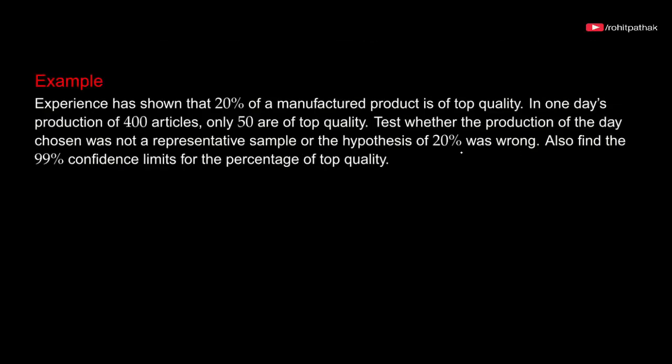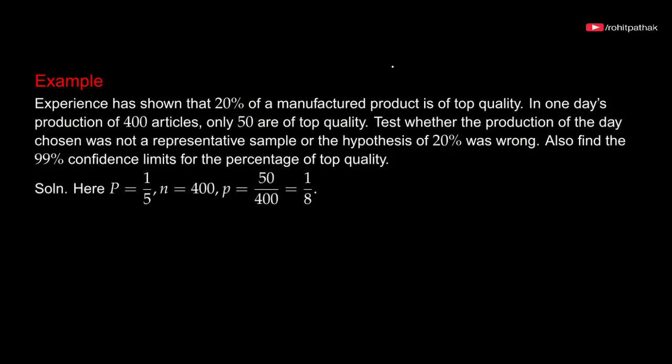So consider this example. Experience has shown that 20% of a manufactured product is of top quality. In one day's production of 400 articles, only 50 are of top quality. That means only 50 out of 400 are found to be of top quality. Test whether the production of the day chosen was not a representative sample or the hypothesis of 20% was wrong. Also find the 99% confidence limits for the percentage of top quality.